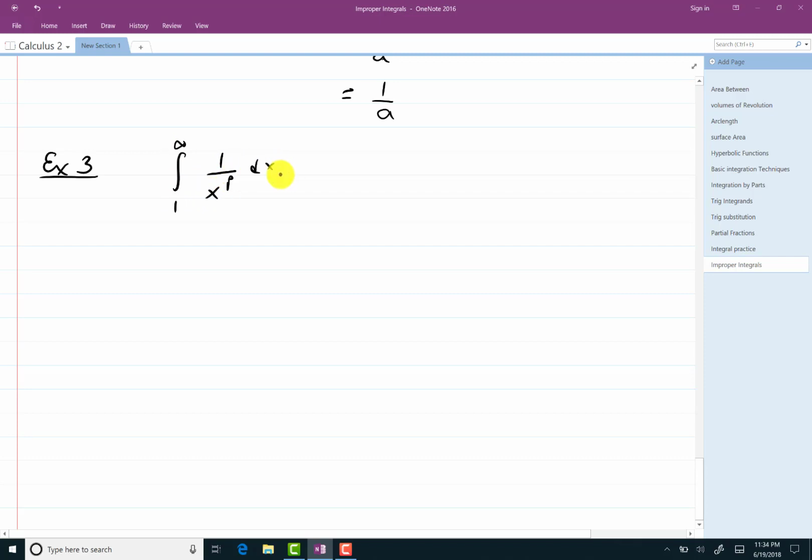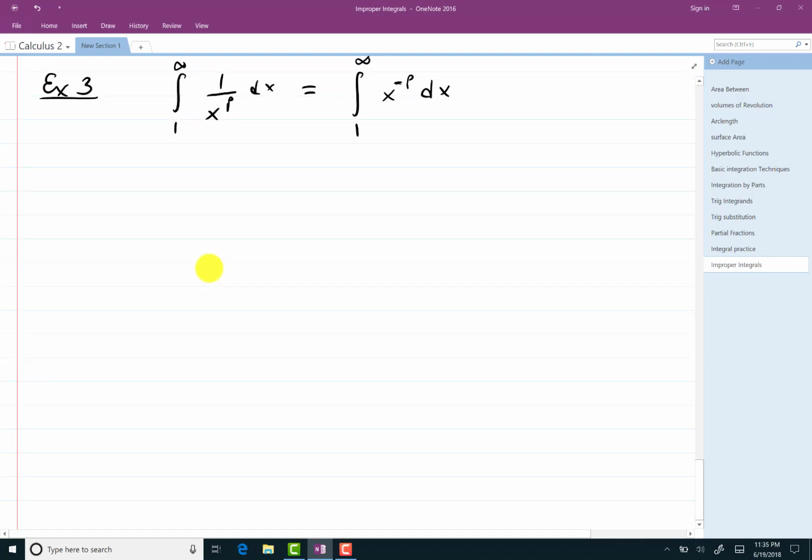I don't know what p is, but my intent is to define the values of p for which this does converge and which it doesn't. Whenever you're integrating something like this, it's usually way easier to put it in exponential notation so that we can use the power rule. Of course, the rule goes like this. Add 1 to the exponent and divide by that same new exponent.